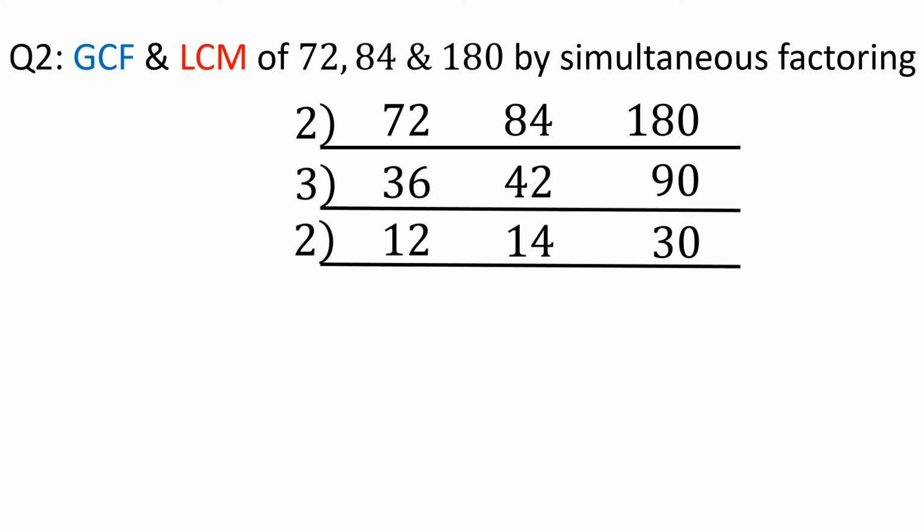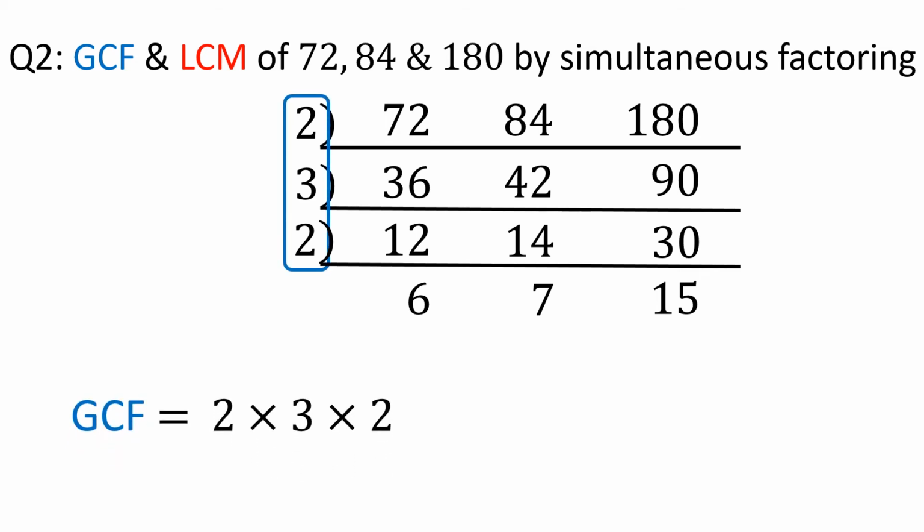12 divided by 2 is 6. 14 divided by 2 is 7. And 30 divided by 2 is 15. We now have 6, 7, and 15, but there is no more common factor for all three. So GCF is 2 times 3 times 2, which is 12.